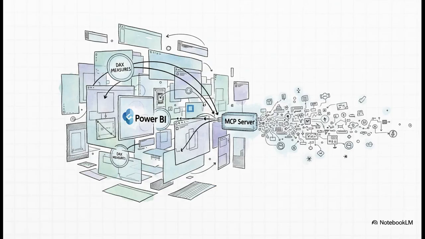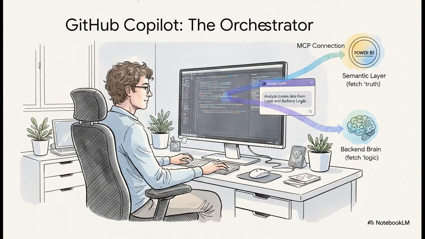Next is the semantic layer, and that's Power BI's job. This is where all your carefully crafted data models, your DAX measures, and all those important relationships live. And here's the crucial part. It's Power BI that exposes all of this rich context to the AI agent through something called the MCP server. And that brings us to the final piece of the puzzle, the orchestrator, GitHub Copilot. This is the part you see in use. It's the chat interface right inside your editor where you ask questions in plain English. Copilot then intelligently uses that MCP connection to go fetch the truth from Power BI and the logic from Azure AI Foundry to give you exactly the code or the insight you were looking for.